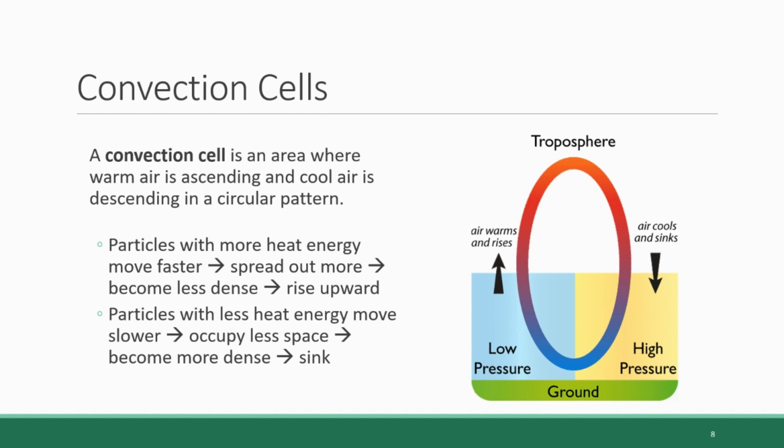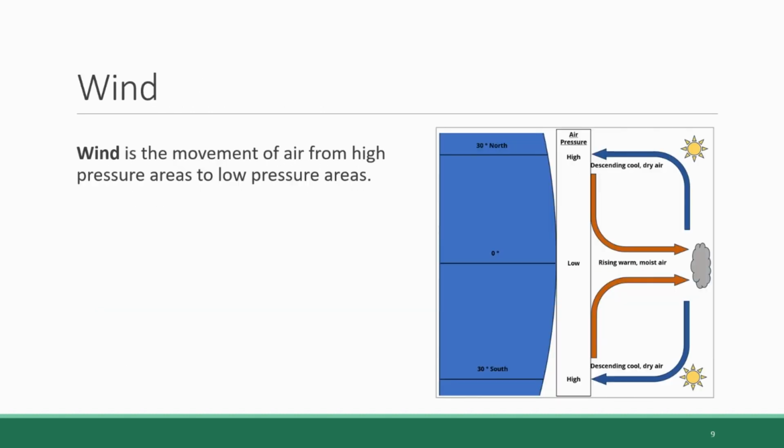Wind is the movement of air from areas that are referred to as high pressure areas, because it's more dense, so there's more air pressure, to low pressure areas where the air is less dense. And wind is part of our sporadic weather patterns, but there are also big trends in wind patterns and how wind occurs across the globe.